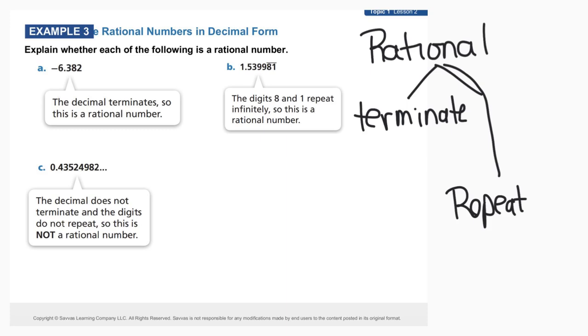So let's go ahead and check out these examples. Here's A. Notice there's an end number here. It terminates, so it's rational.